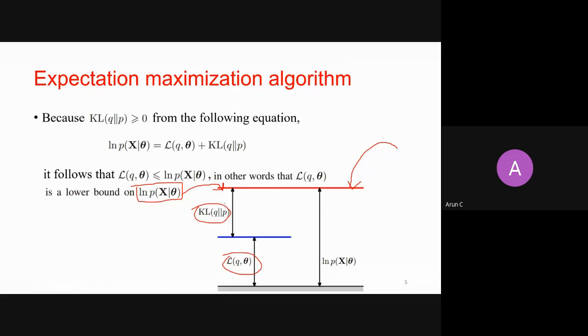If my KL divergence goes to 0, then this blue bar will go high till this red bar, and this L will be equal to the log likelihood. If my KL divergence is not 0, then it is some positive number, and this blue line will always be below this red line. Hence, I am saying that it is a lower bound. It is bounding from below.